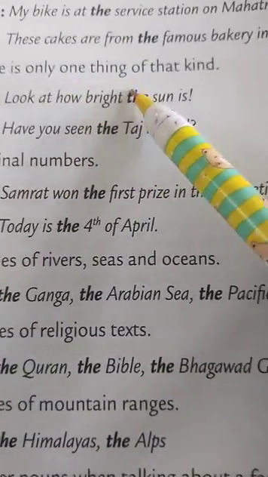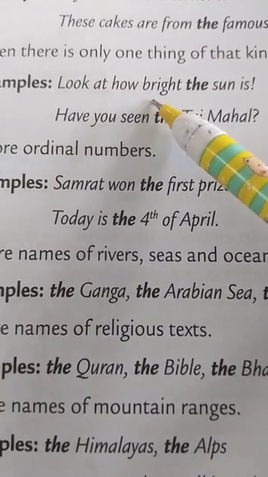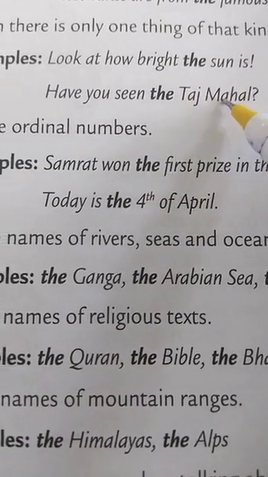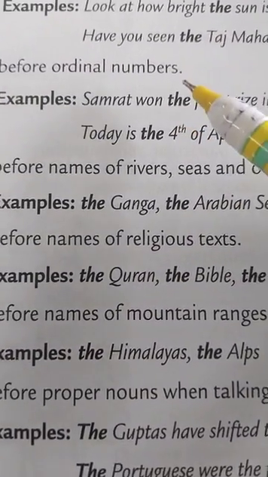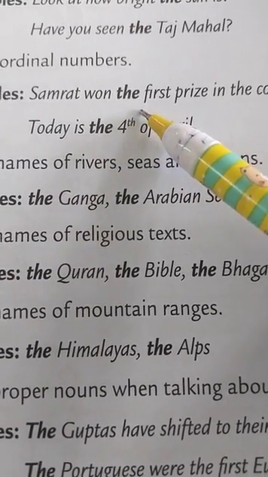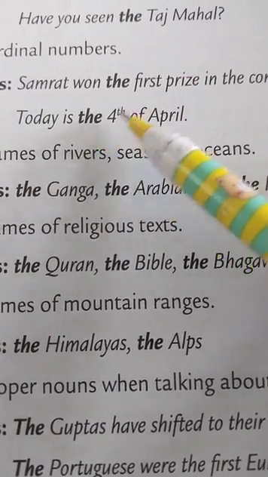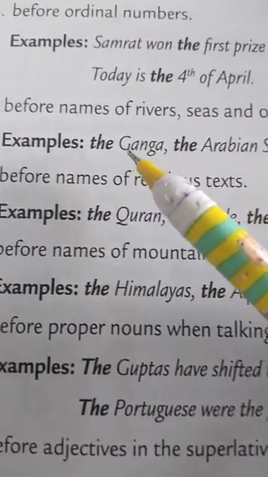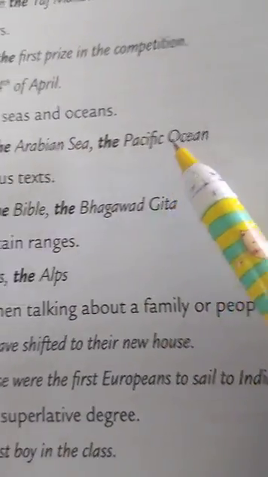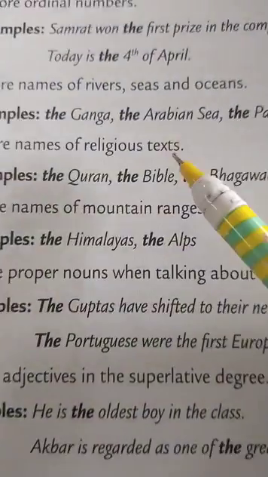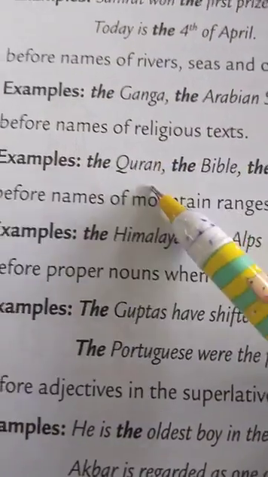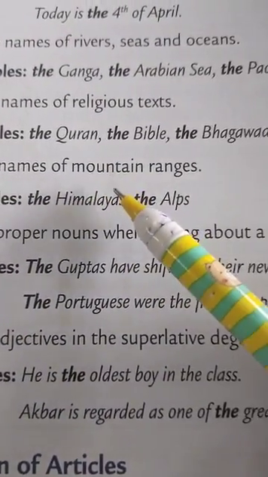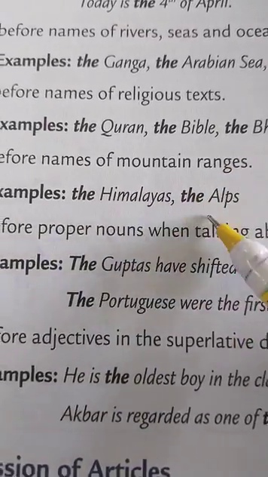Now, when there is only one thing of that kind, we use article the before nouns which are only one of their kind. For example, the sun, the Taj Mahal, etc. Before ordinal numbers, we use article the, like the first prize. Today is the 4th April. Okay. Before names of rivers, seas, and oceans, we use article the: the Ganga, the Arabian Sea, the Pacific Ocean, etc. Before names of religious texts like the Quran, the Bible, the Bhagavad Gita, etc. Use article the before the names of mountain ranges like the Himalayas, the Alps.